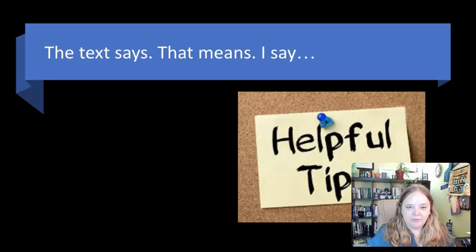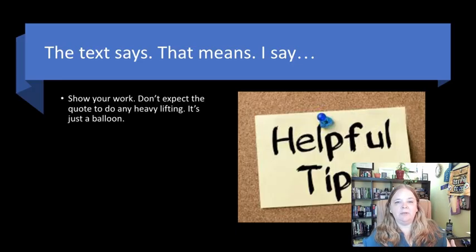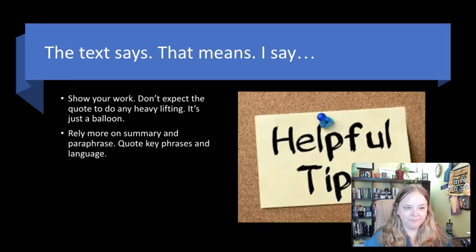Here are some tips for doing this in a positive way. First, show your work. You have all heard that in math class, right? You have to show your work. How did you get to the right answer? Well, the same is true when you're writing. Don't expect your quote, your evidence, to do all the work. It's only a supporting cast member, but you have to make sure that you have included supporting information around it so that it makes sense and helps strengthen your argument.